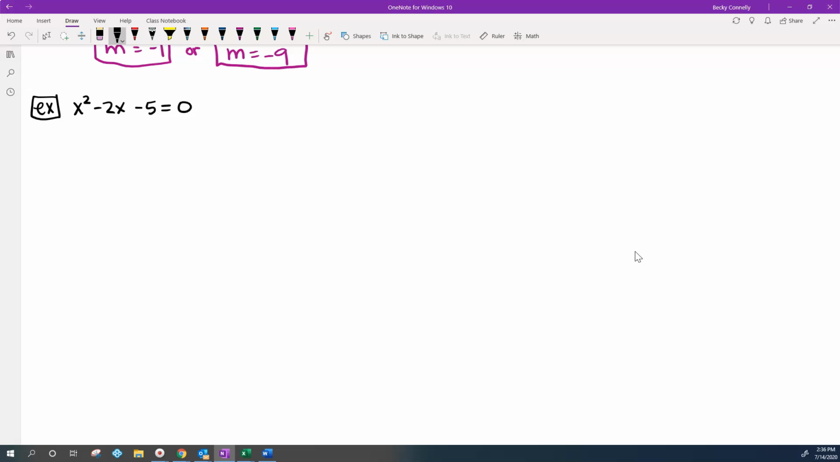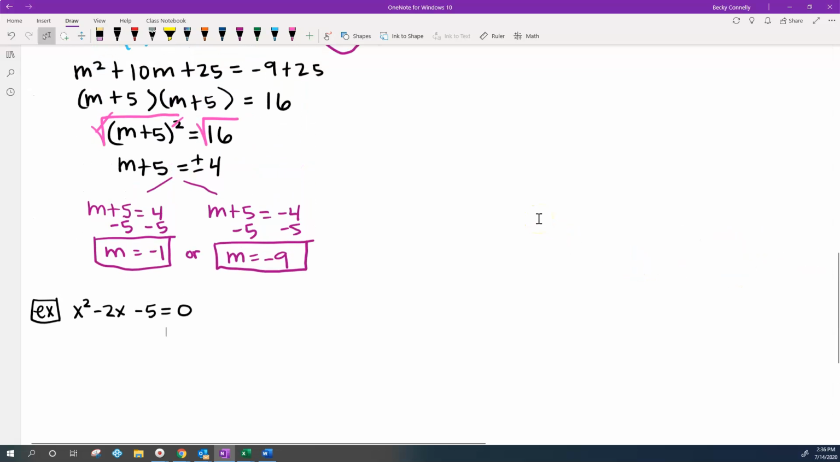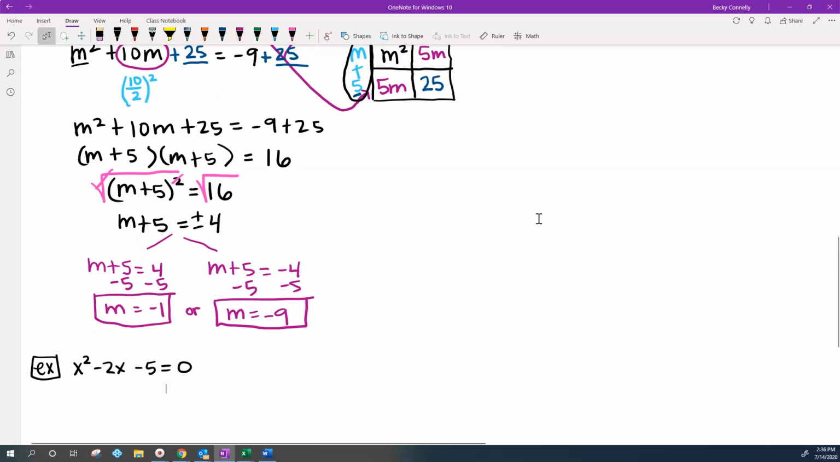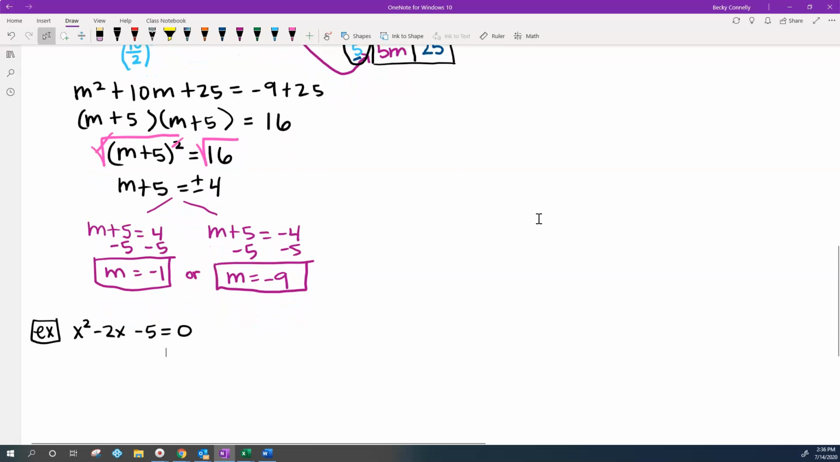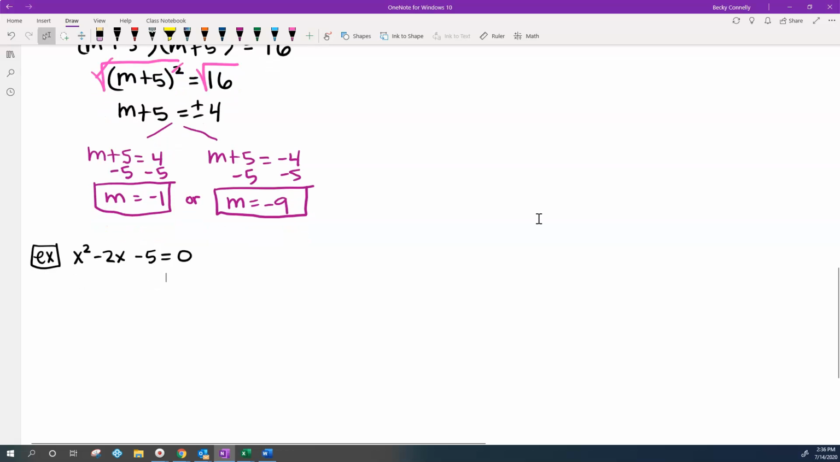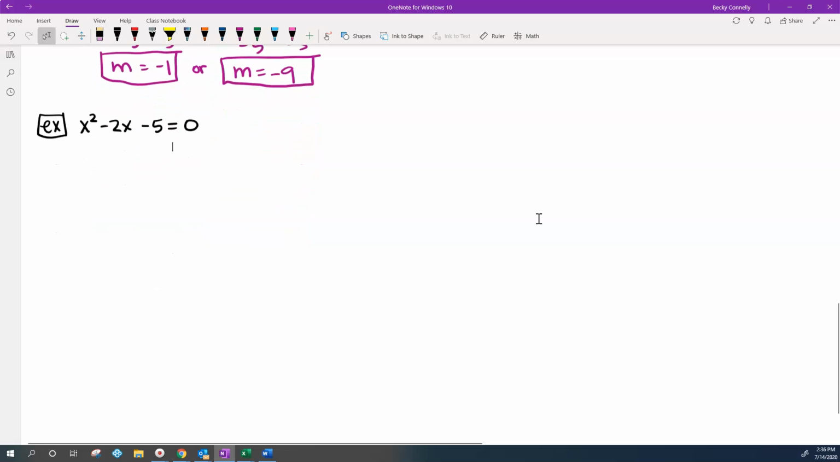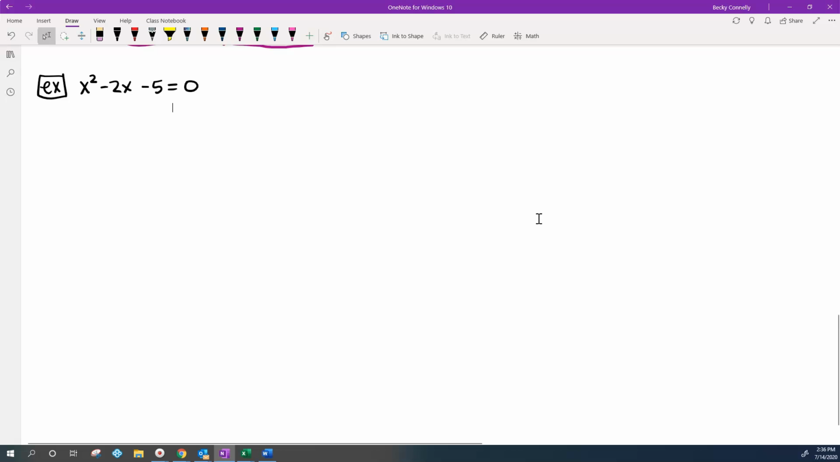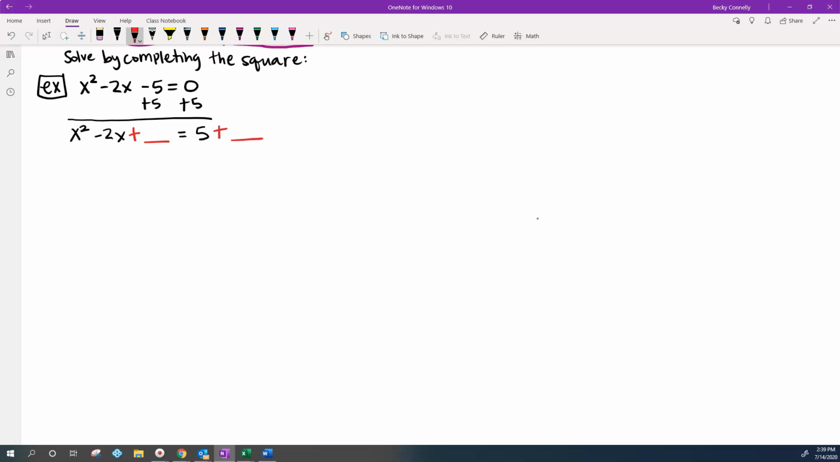So maybe go back up, look and see what we did on the last one, and try and see if you can figure out how to solve this by completing the square. Because just like Amber was saying, sometimes you've got to work through it to see where you have questions. So let me give you a few minutes to just try and work it. Okay, let's take a look at this. See where you guys got to.